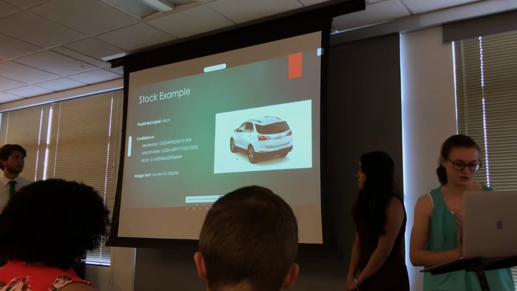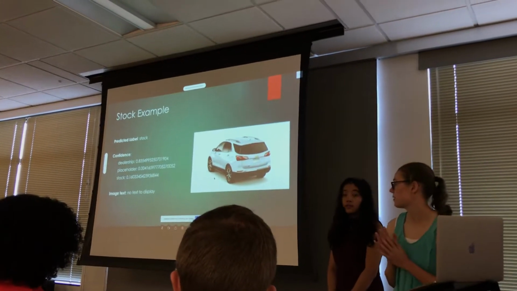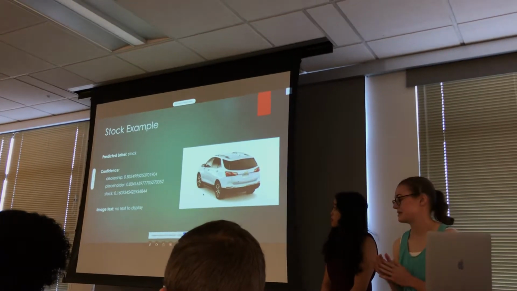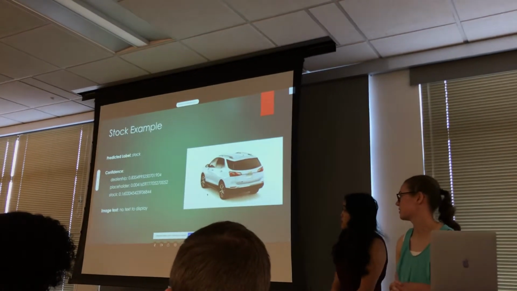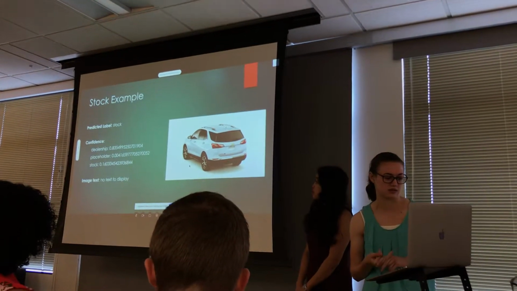And this is another really good example of an image that would have been dealership, but with the text detection, it didn't find any text, and that is very characteristic of a stock image, and so it labeled it as a stock.